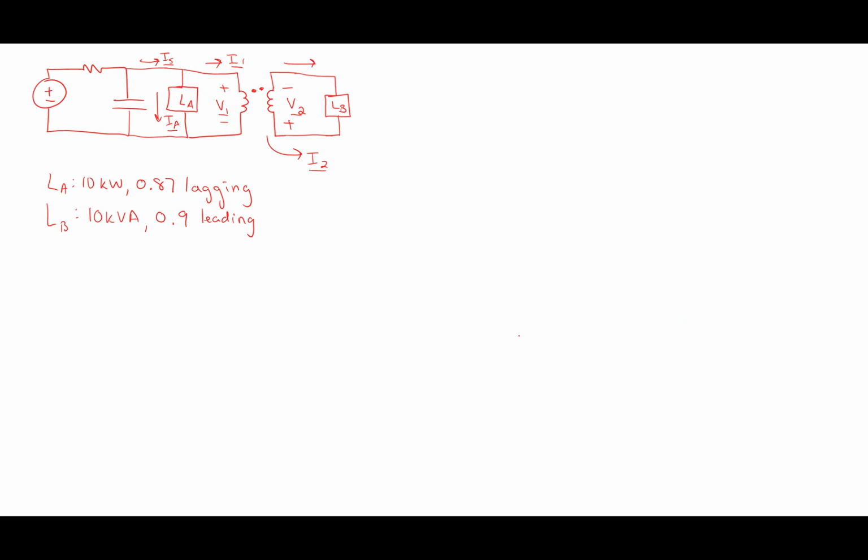All right. So now we're going to do the next thing, which was the relationships. So the suggestion was to start with load B, and that's what we'll do. So for load B, I was told 10 kVA with 0.9 leading. Okay, so leading, what type of load do we have? Capacitive load. What's that tell me about the angle? The angle of that is going to be negative. It's going to be in the fourth quadrant.